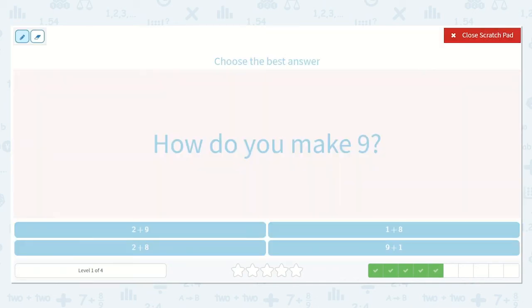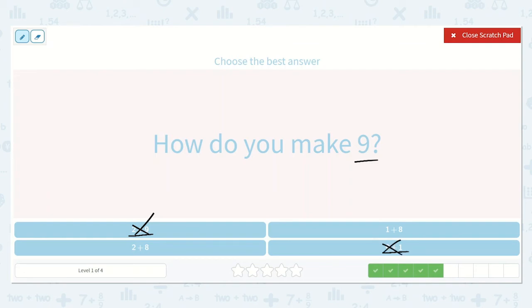It says, how do you make 9? I see that we have 2 plus 9. That's definitely going to be more than 9 because we're adding to 9, so it's not this one. 9 plus 1 is the same thing. We already have 9. If we add more to it, we're definitely not going to end up with 9.